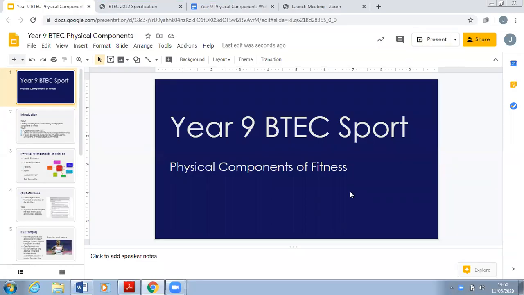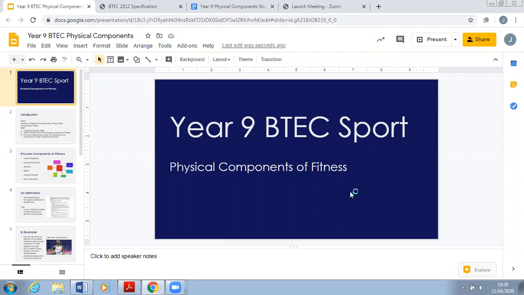Okay, welcome Year 9 to BTEC Sport, and we're going to look at physical components of fitness today. There are two groups of components of fitness. We've got physical and skill, and it's really important that you are able to group the physical and the skill.